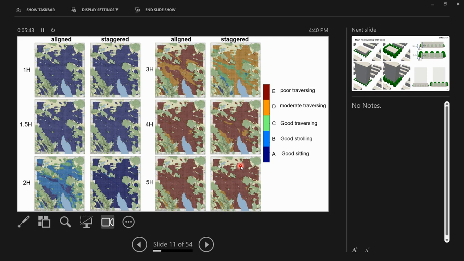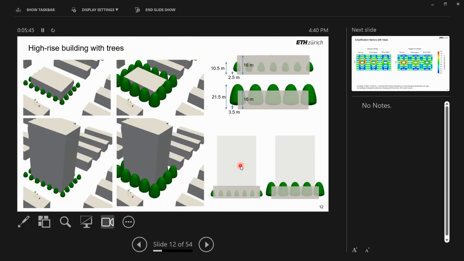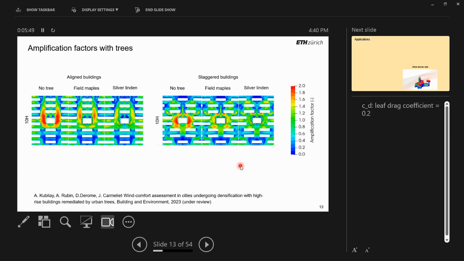And then, of course, you have to look at mitigation measures. And one of the mitigation measures is trees. I don't go too much into the details, but you see that if you add trees, so left is no tree, then you have trees, you can modify this amplification factor. So trees are not only good for thermal comfort, they are also good to mitigate wind discomfort.